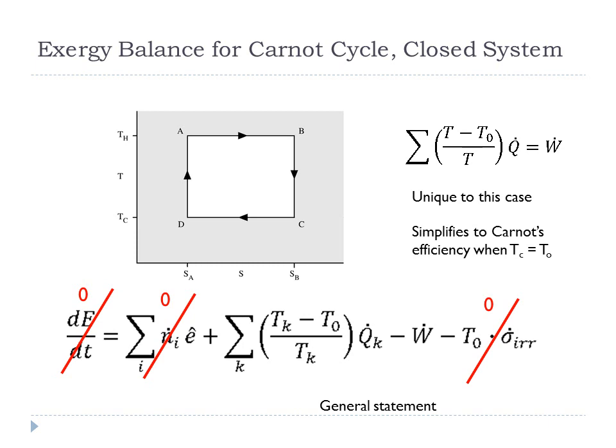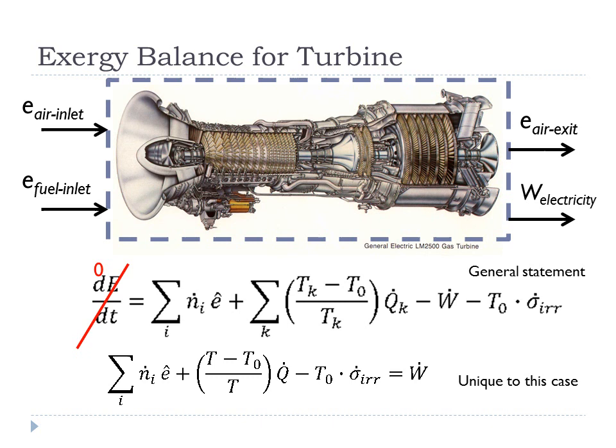Okay. The next one we'll look at is a little bit more complicated, but it's much more like what we'll be doing in this class. So here we have a control volume around an entire gas turbine. So that's a compressor, combustor, and expander.